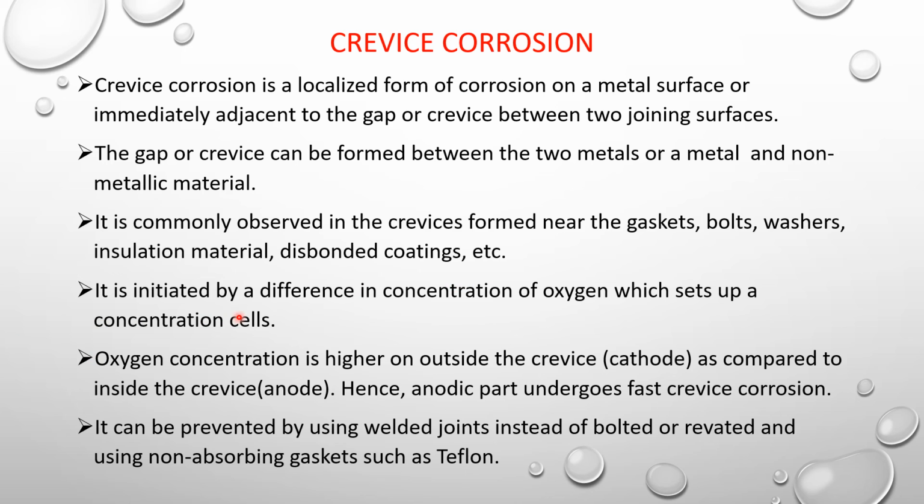It is initiated by a difference in concentration of oxygen, which sets up concentration cells. Oxygen concentration is higher outside the crevice, which acts as cathode, as compared to inside the crevice, which acts as anode. Hence, the anodic part undergoes fast crevice corrosion. It can be prevented by using welded joints instead of bolted or riveted, and using non-absorbing gaskets such as Teflon.